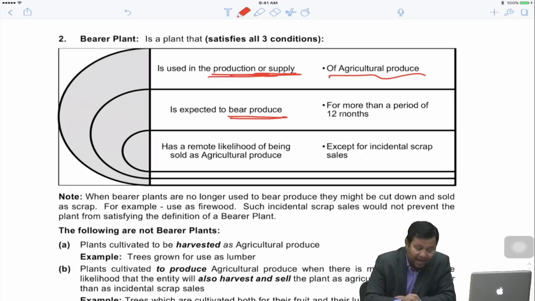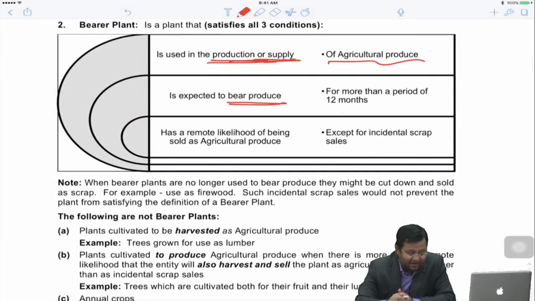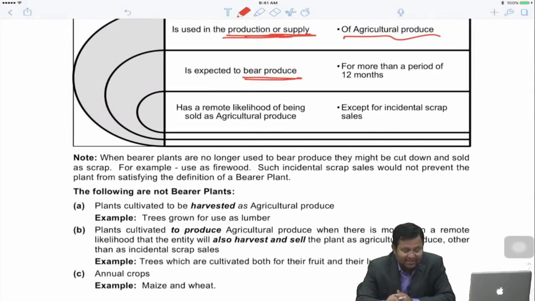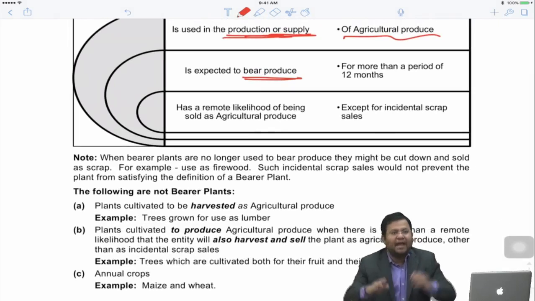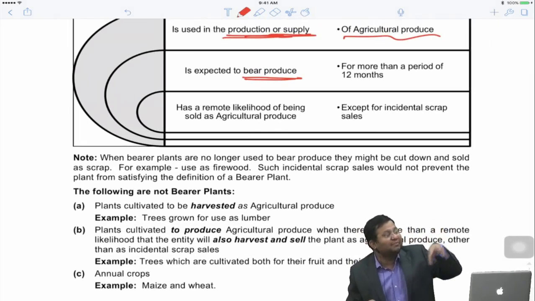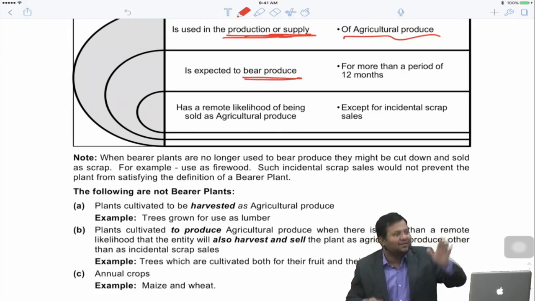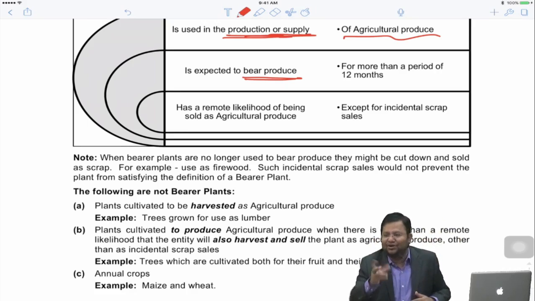Bearer plant is a plant that is used in production of agriculture produce. It is expected to be used for more than 12 months. And it has a remote likelihood of being sold as agriculture produce except as a scrap sale. Matlab, mango tree is not going to be sold as agriculture produce. It is a remote possibility. When the life of the plant comes to an end, you may cut the mango tree and you may sell wood of the mango tree.